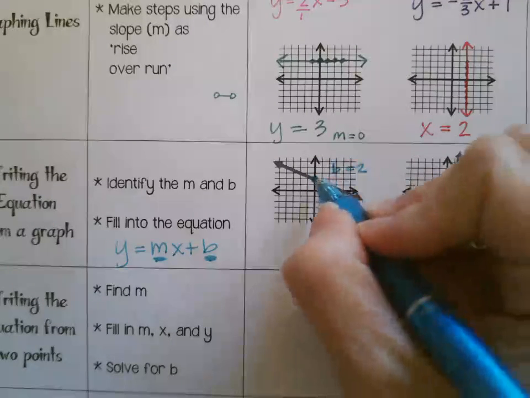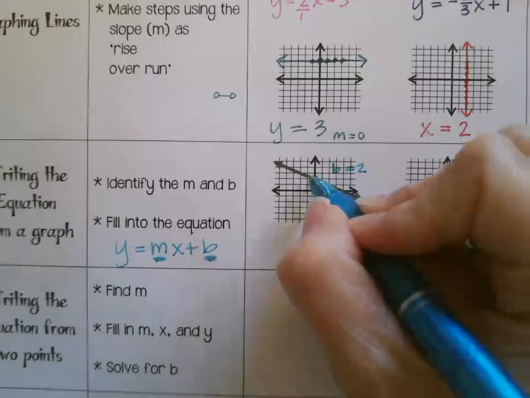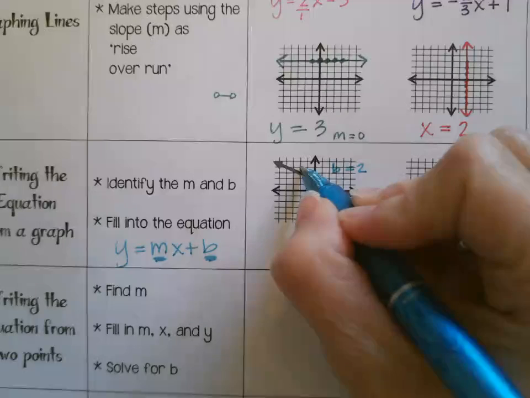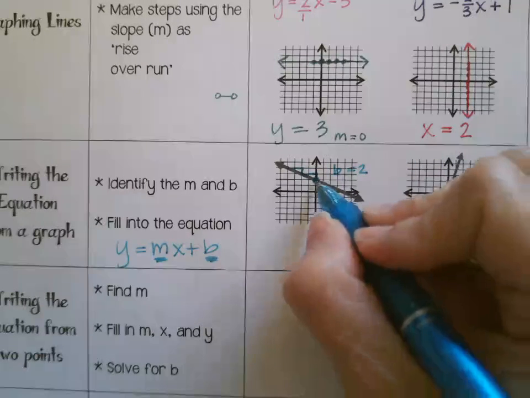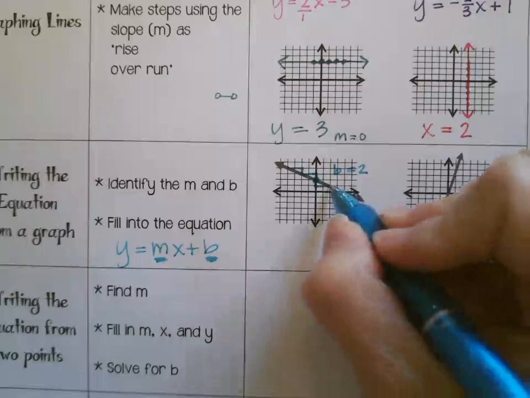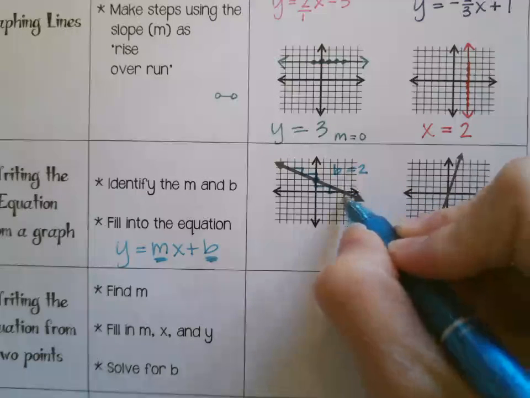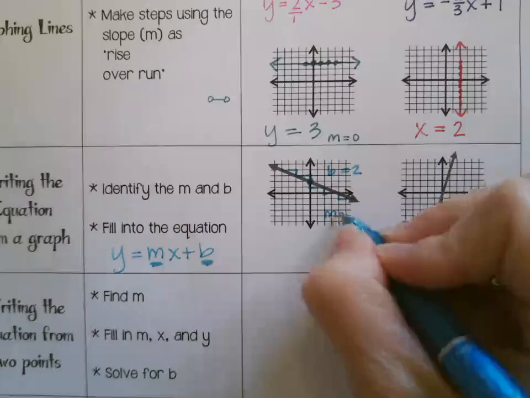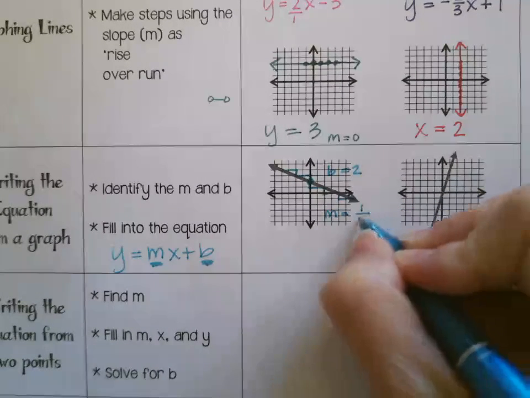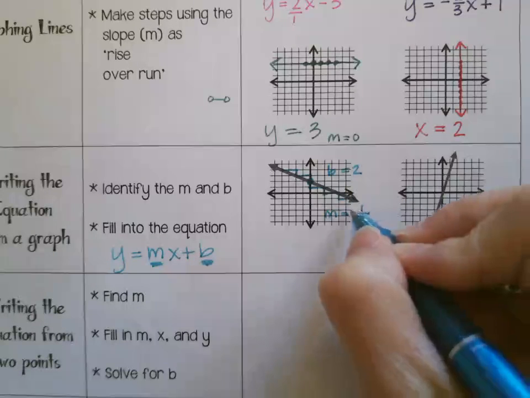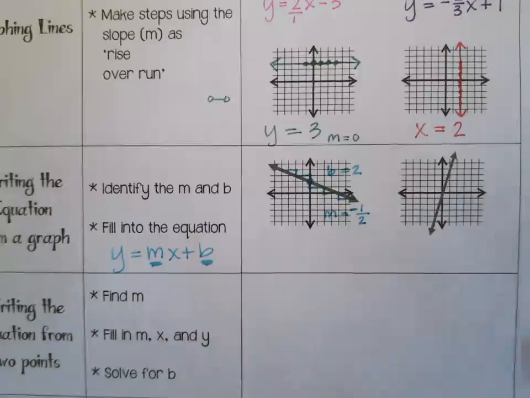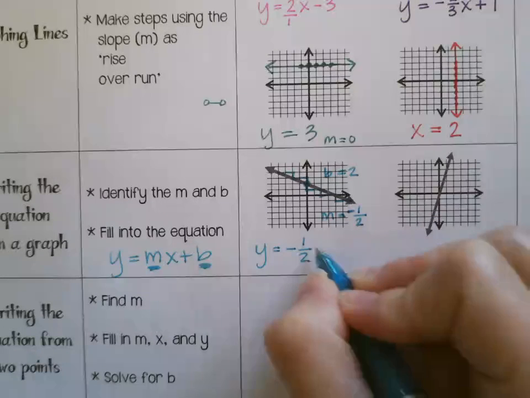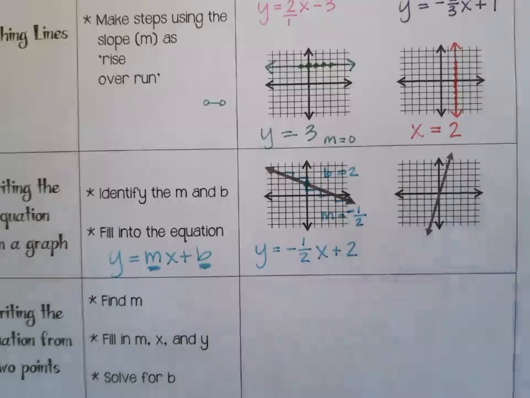And if I try to make steps, let's see, it looks like I can go up 1 and over 2, up 1 and over 2, or I could go down 1 and over 2, down 1 and over 2. So it looks like the value of m is rise over run, but it's going in the negative direction. So now I can put this together, and y is negative 1/2 x plus 2.